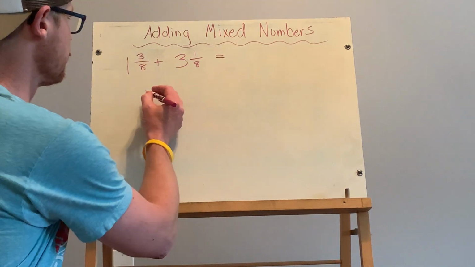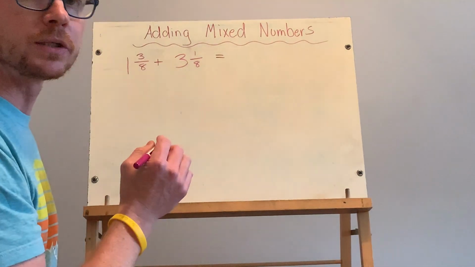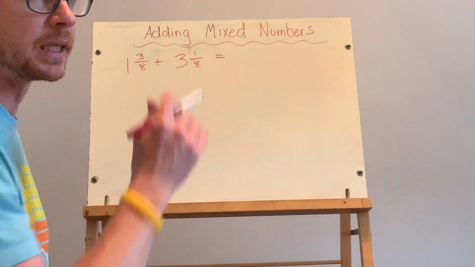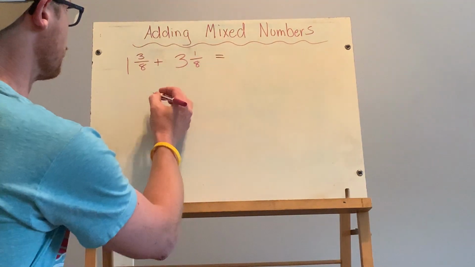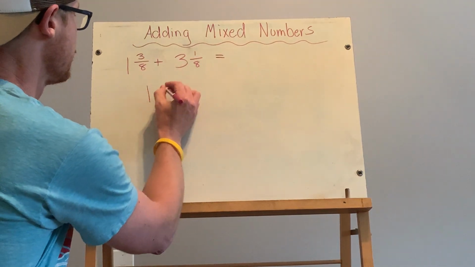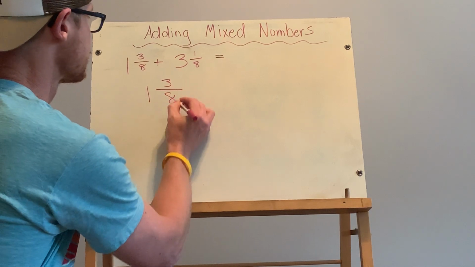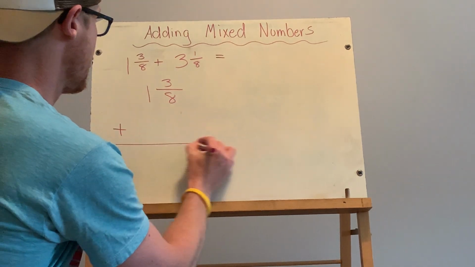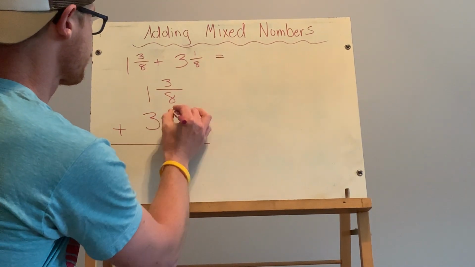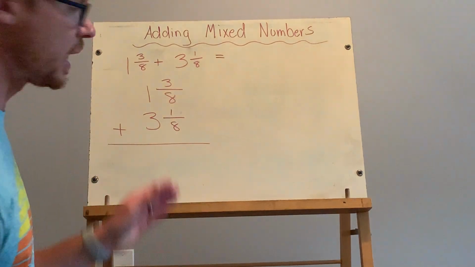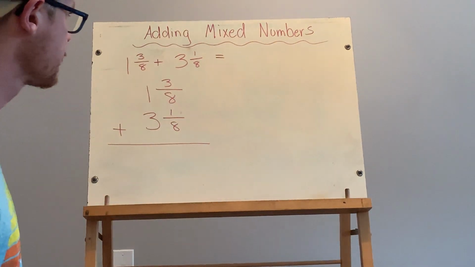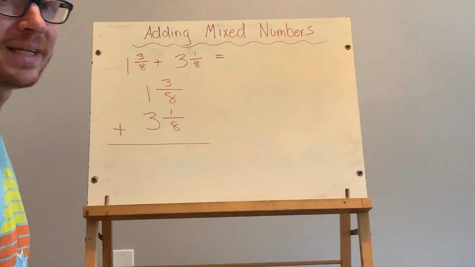Now to add mixed numbers, we're just going to rewrite a horizontal equation vertically, lining up the fractions and the whole numbers like so. So I have 1 and 3/8, and we're going to add that to 3 and 1/8. So we kind of have columns: we have our fraction and we have our whole number. Well, it's really as easy as this.